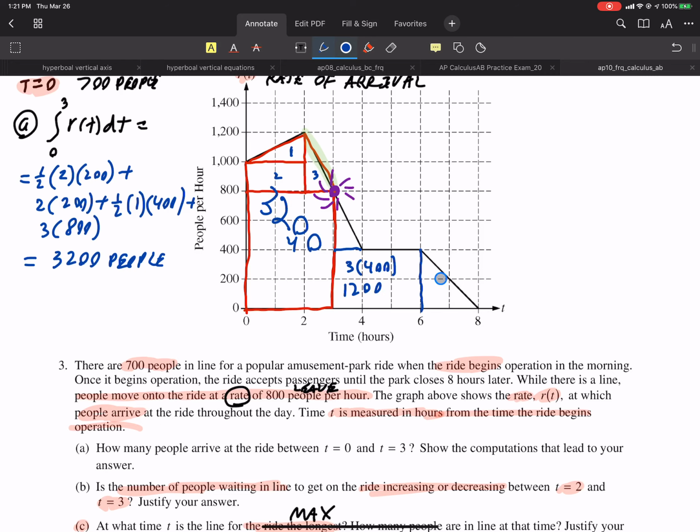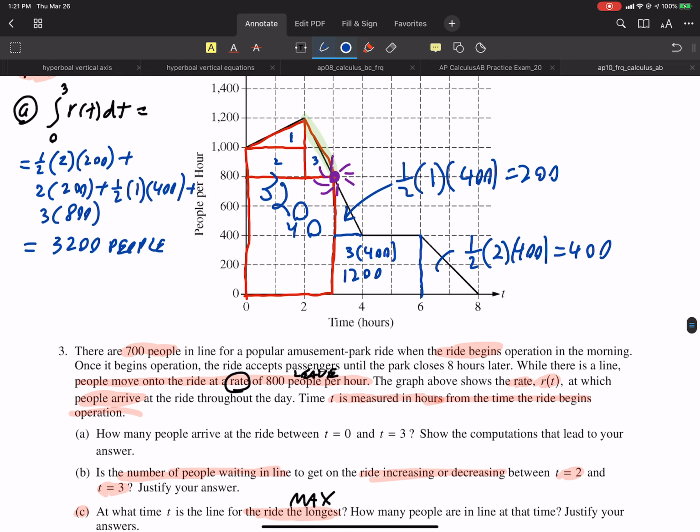And this is a triangle. The area of that is 1/2, the base is 2 hours, the height is 400. So that comes out to be 400. And this triangle here, area is 1/2, the base is 1 hour, and the height goes from 400 to 800, so that's 400. That'll be 200. Now all those calculations should be done not on the picture because they don't grade the picture.